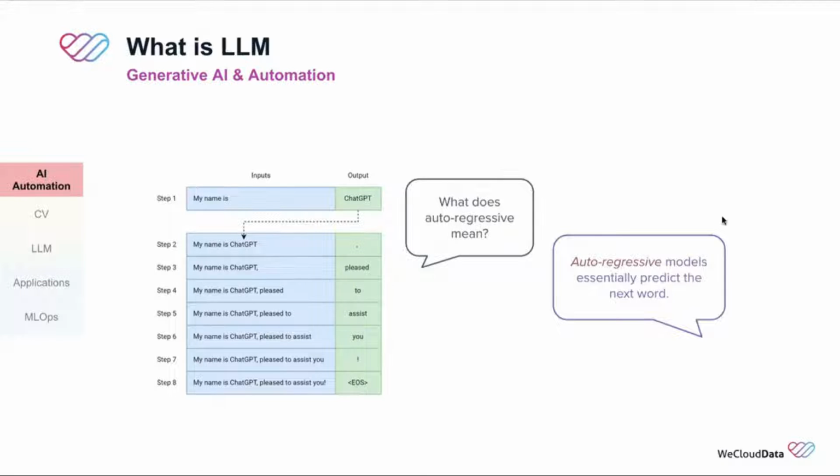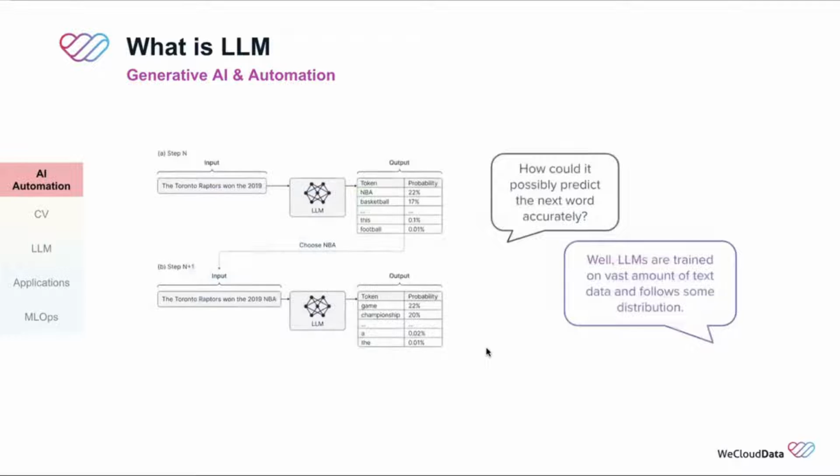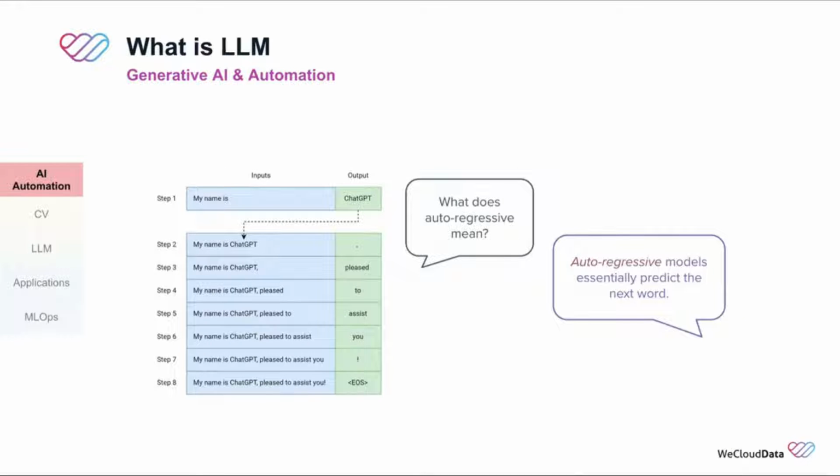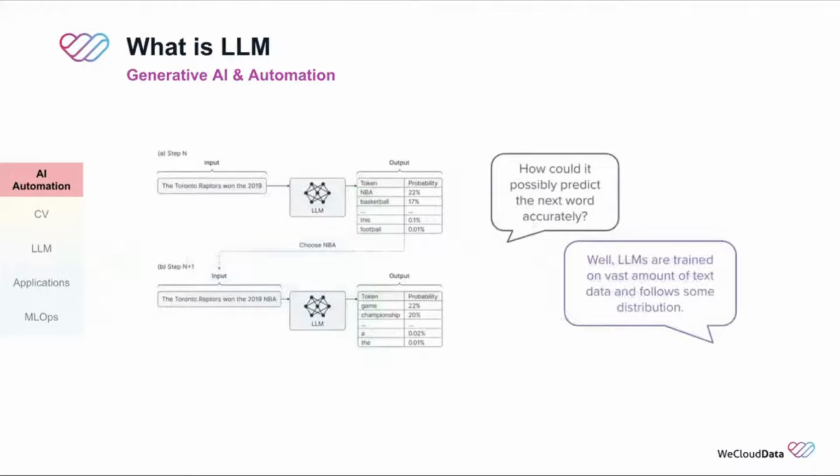The training cost is very high. This is called an autoregressive model, and it essentially predicts the next word. This is the training process. We have to feed a lot of text into the algorithm, and then it knows how to predict the next word. But for the next word, there are many different options.